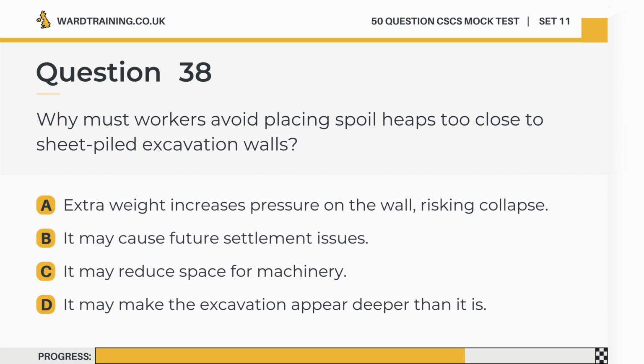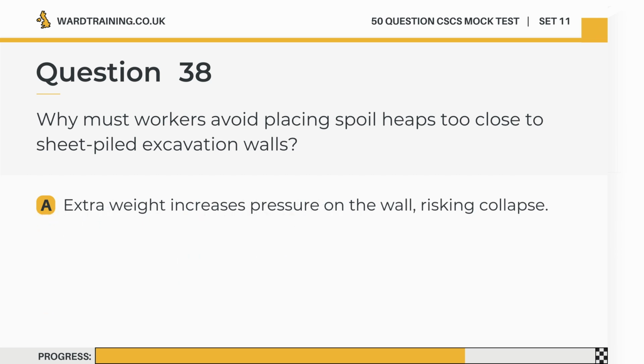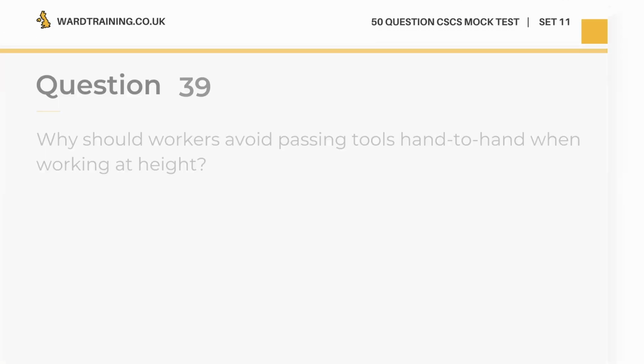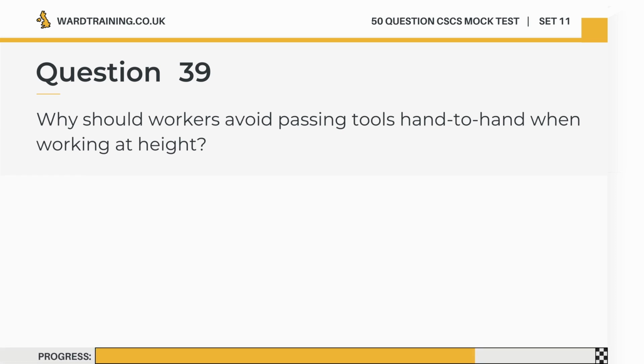The correct answer is A. Extra weight increases pressure on the wall, risking collapse. Question 39. Why should workers avoid passing tools hand to hand when working at height?